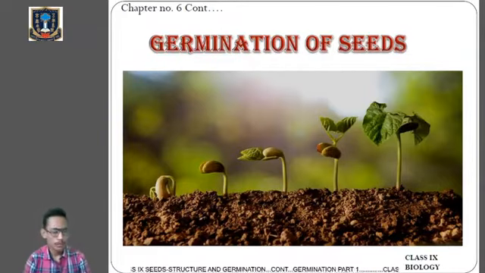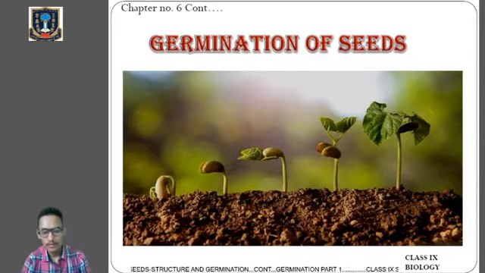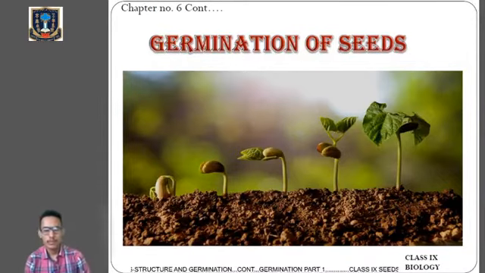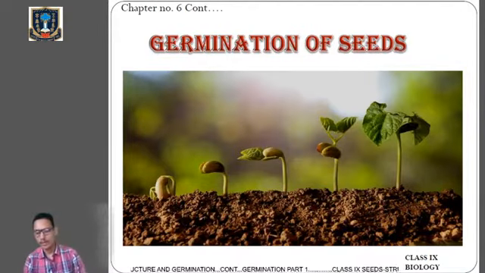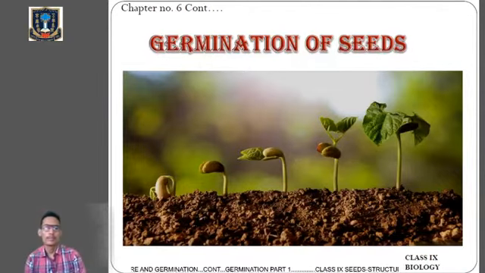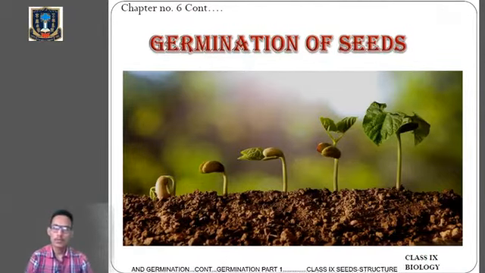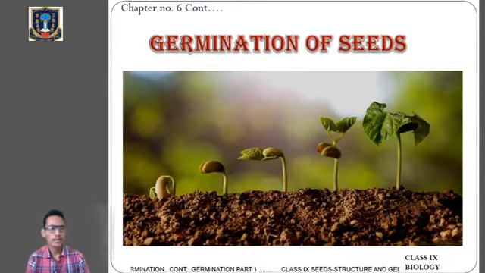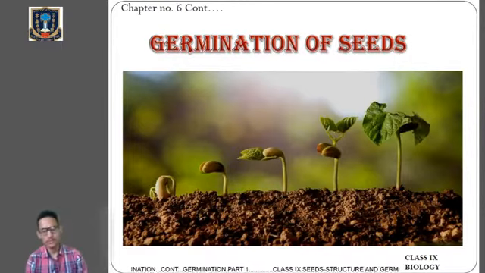We are dealing with chapter number 6, Seeds: Structure and Germination. In the last class we mainly talked about seeds. We discussed monocot seeds and dicot seeds, the structure of the bean seed and the maize grain. Today we will talk about germination. Clear? So before going into germination, all of you have seen the gram seed, right?